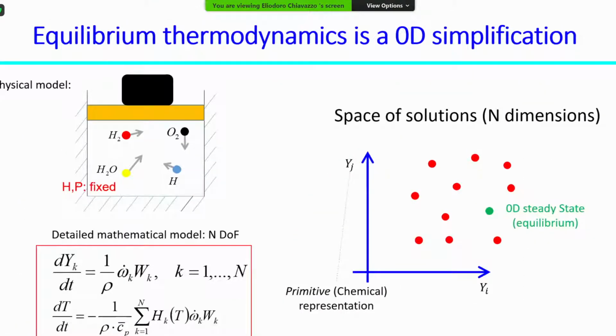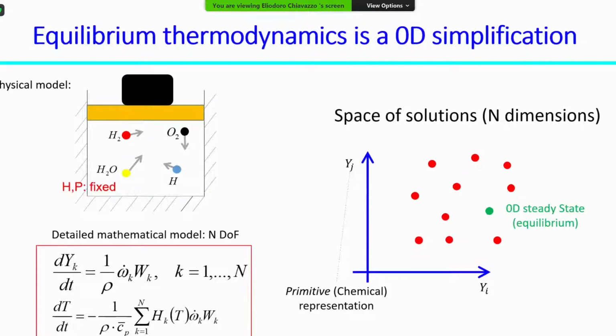Well, a suggestion how to reply to that comes from thermodynamics. If we think of the physical model that we are dealing with, and we represent in the space of solutions the portion of this space that can be explored by the detailed chemical kinetics system, we have, of course, the red cycles.